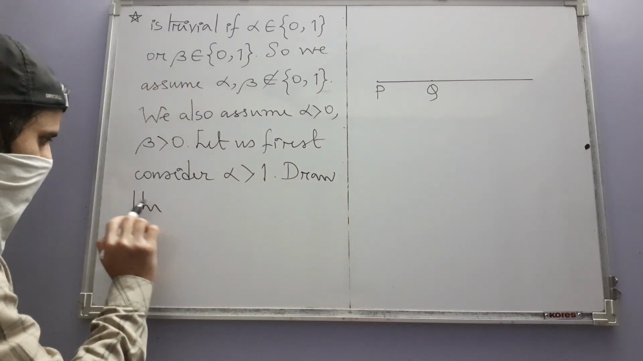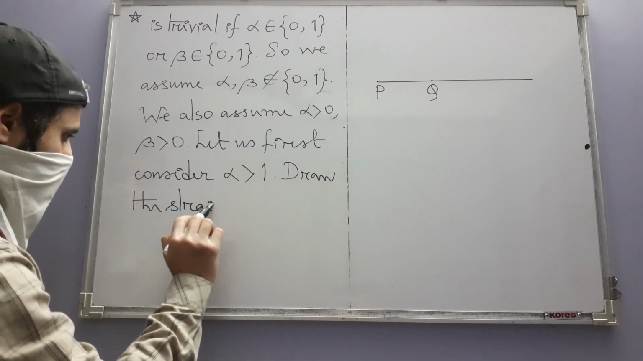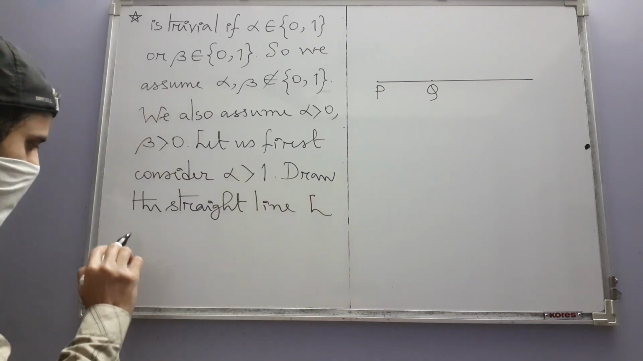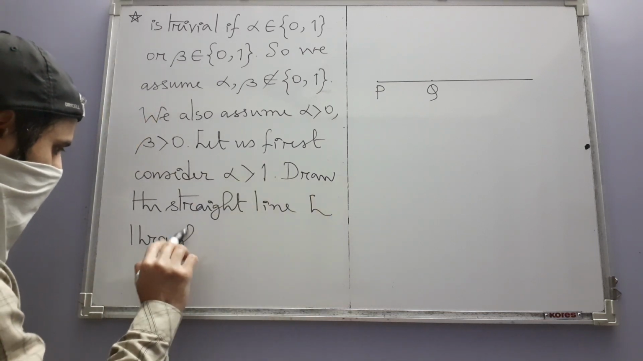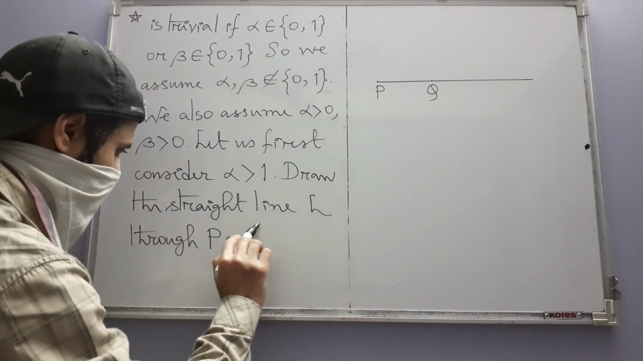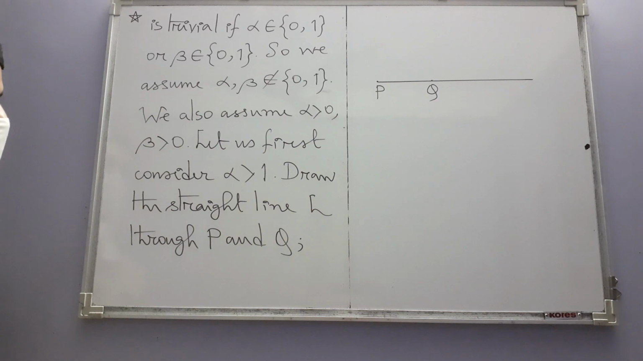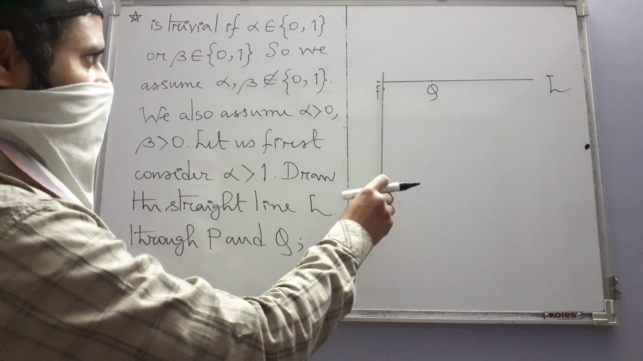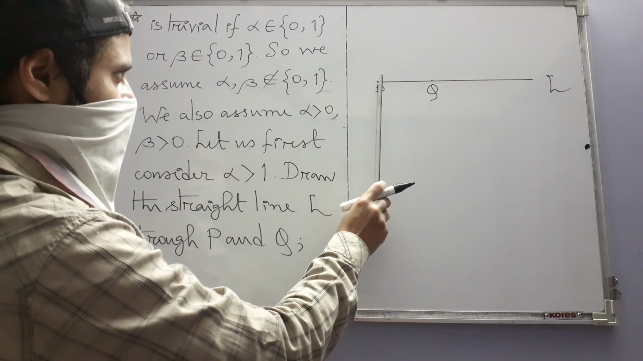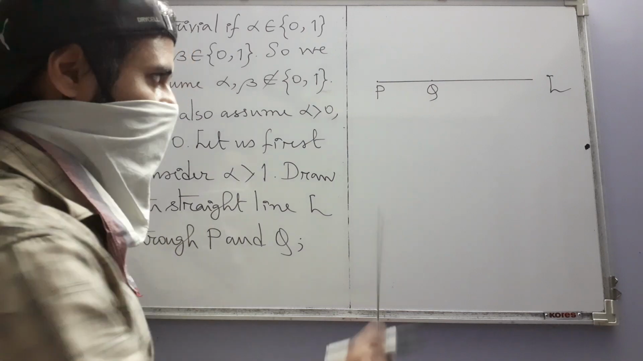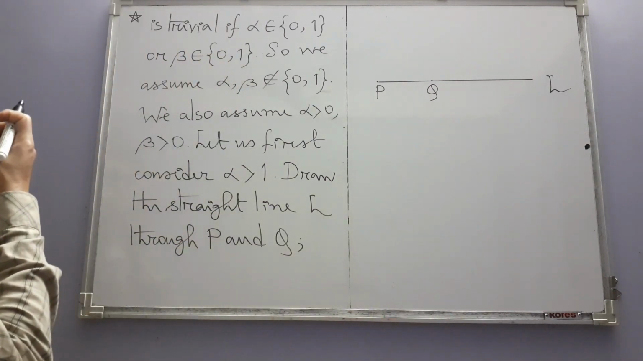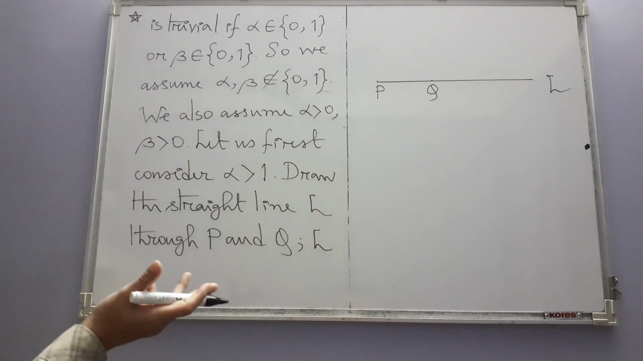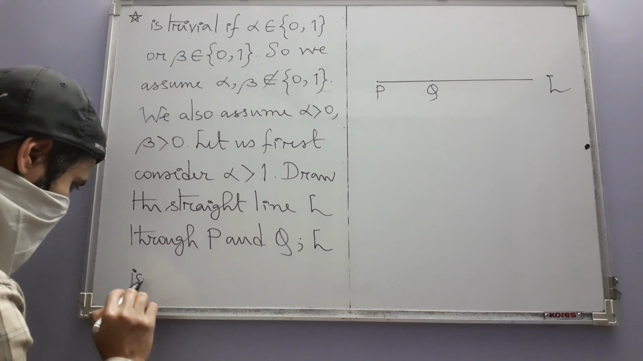Draw the straight line L through P and Q. So this is our straight line L, and you of course understand that this L does not start here, but we have just simply not drawn that part. We don't need that part. We have drawn only this part, that side of P where Q lies. Then by the definition of constructibility of lines, L is constructible.